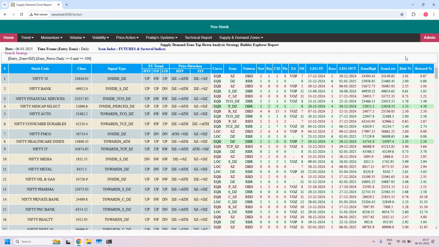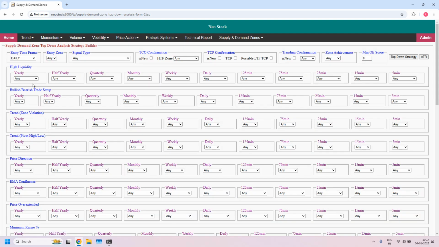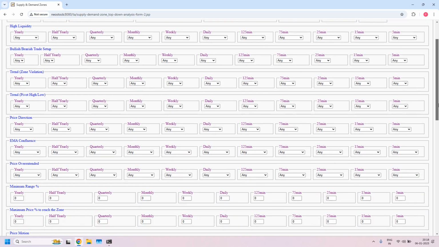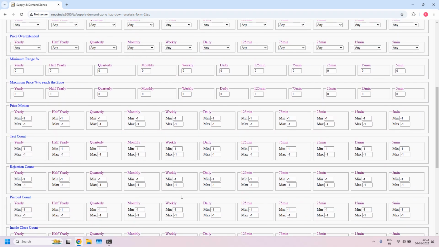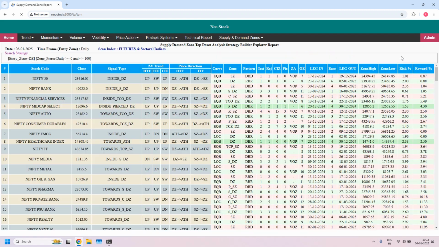What's wrong here? None of these zones are having pierced. So let me repeat freshly, maybe I did something wrong. Some mistake I might have done. So entry time frame is daily and entry zone should be demand zone. So pierced count, this is pierced count and daily time frame. I'm setting minimum value 0, maximum value 100. Let's filter.